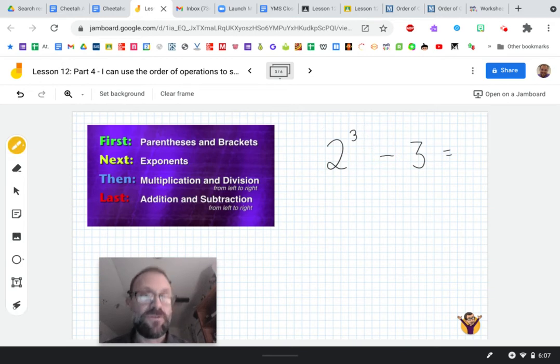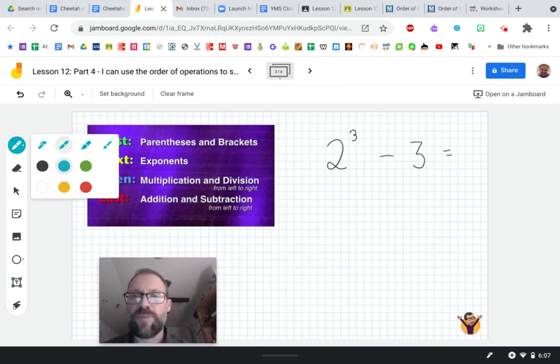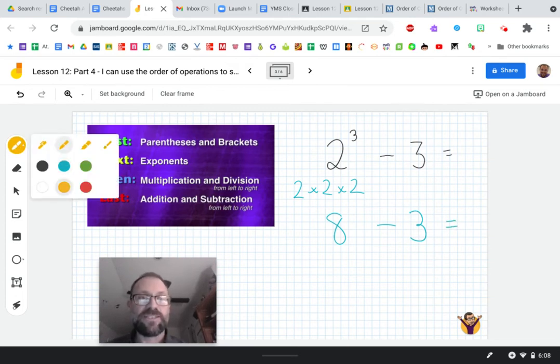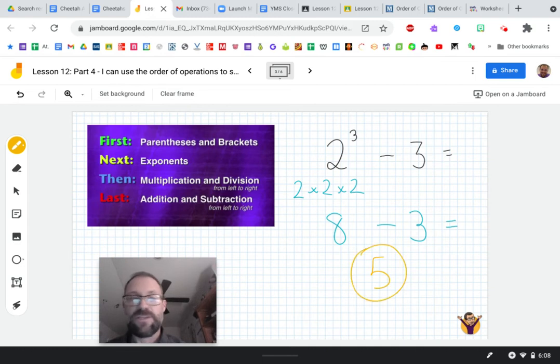So we're going to solve 2 to the 3rd power. So let's see, that's 2 times 2 times 2. And that is, let's see, 2 times 2 is 4. 4 times 2 is 8. So 2 to the 3rd power is 8. And we'll rewrite the rest of the number sentence down below. We have 8 minus 3. And that, of course, will lead us to our final answer, 5. So 2 to the 3rd power minus 3 equals 5.